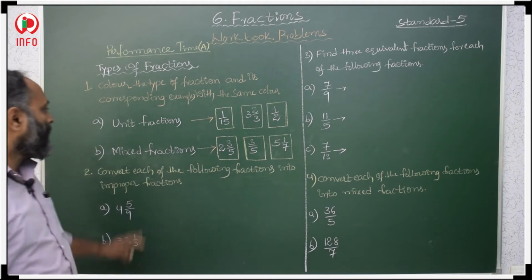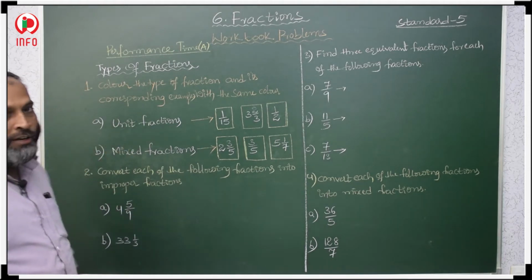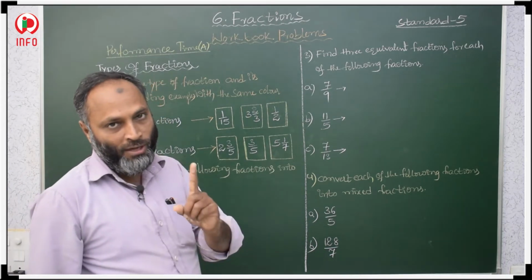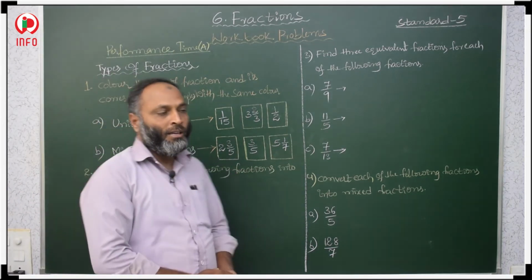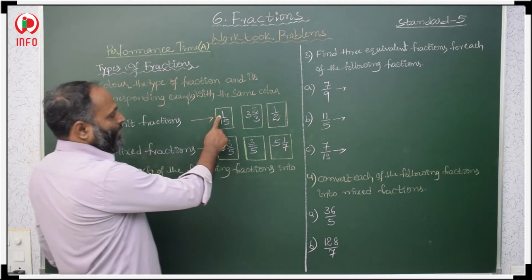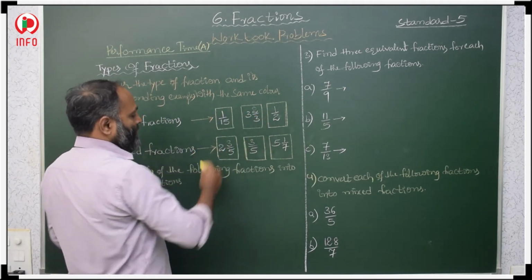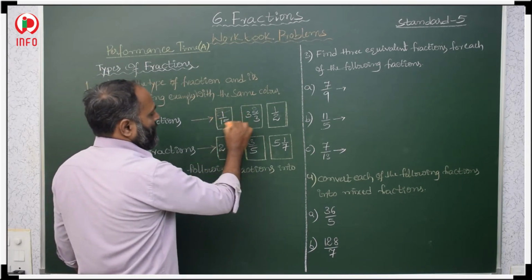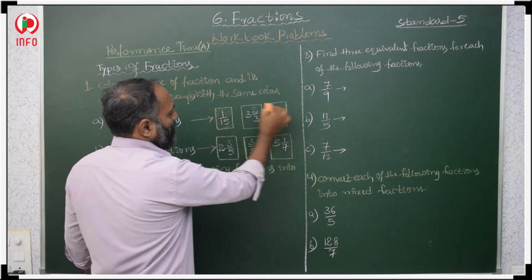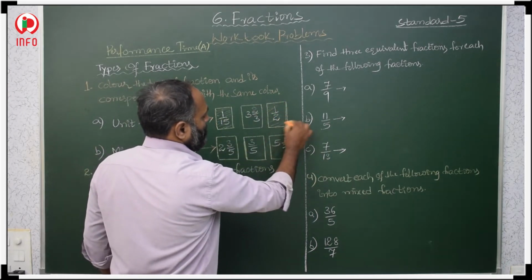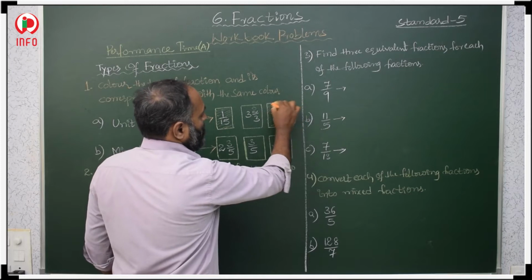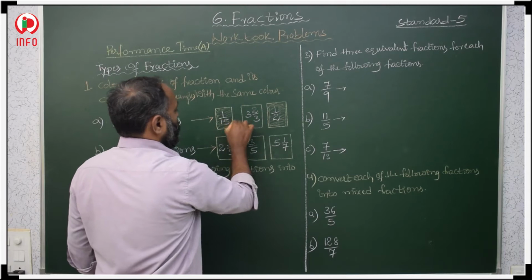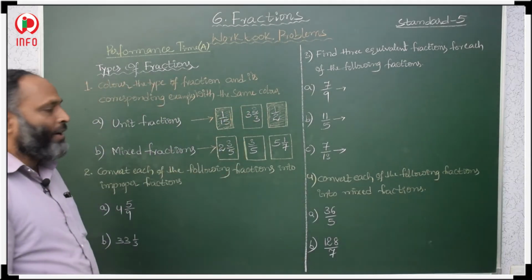Okay. See here. Unit fraction. What does a unit fraction mean? Unit fraction means if the numerator of a fraction is 1, then that is a unit fraction. Here the numerator is 1 and here the numerator is 1. These two fractions are unit fractions. We have to color them with the same color. Here I am using orange color, here also orange color. These two are unit fractions.